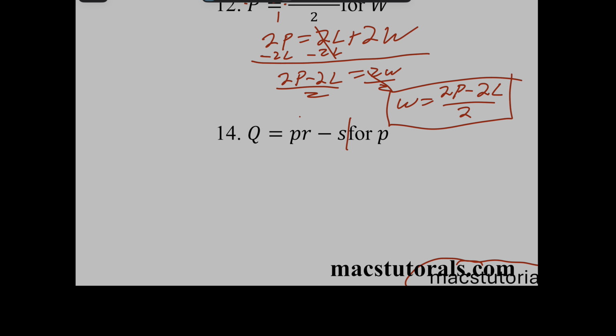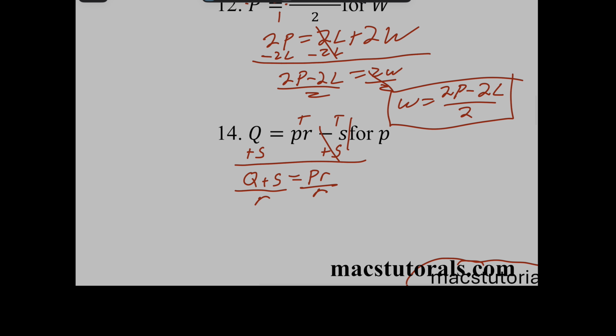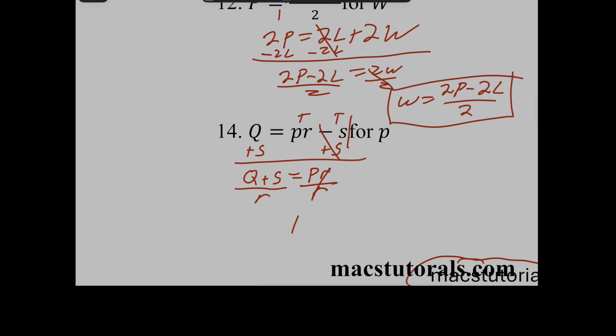Going on to our last one, we want to solve for p. So we want p by itself. Again, we have 2 terms. I can't divide by that r until the term is by itself. So I'm going to start by adding s to both sides. And I'm going to get q plus s equals PR. I want to solve for p, so I need to divide by r. Which letter do I divide by? All of them, the entire side. Okay, and now my p is going to equal q plus s over r.